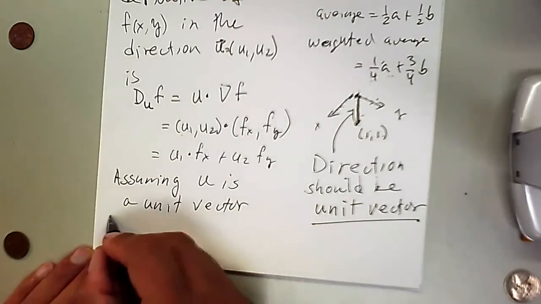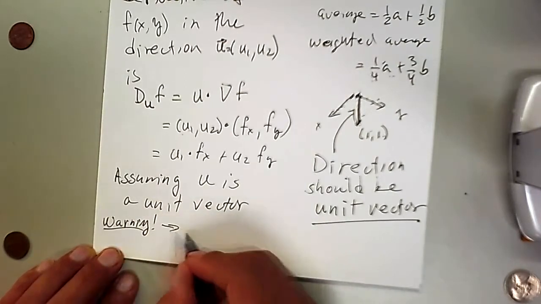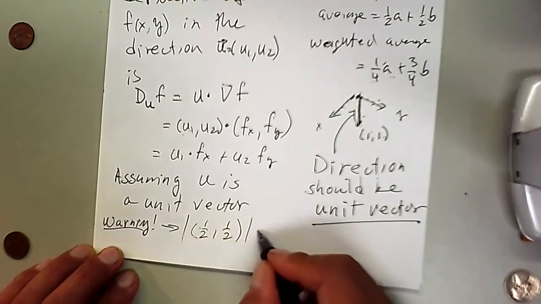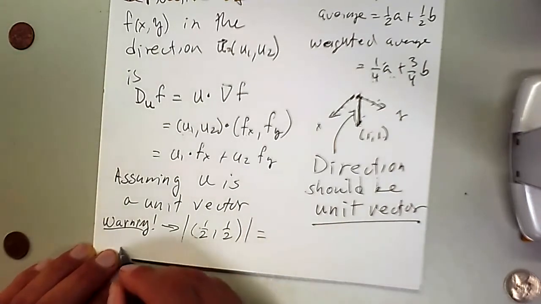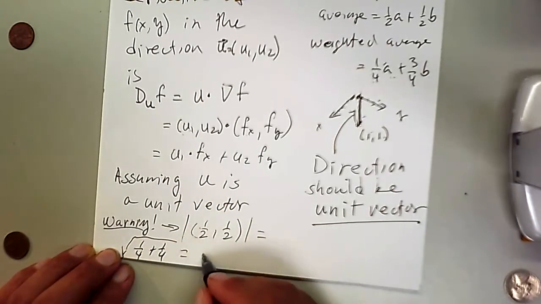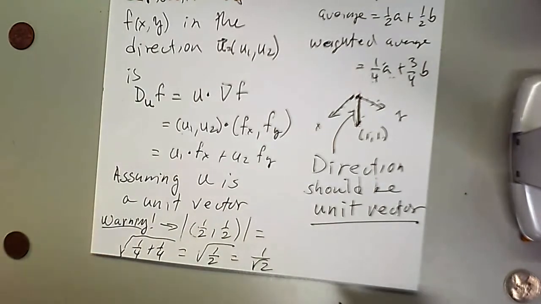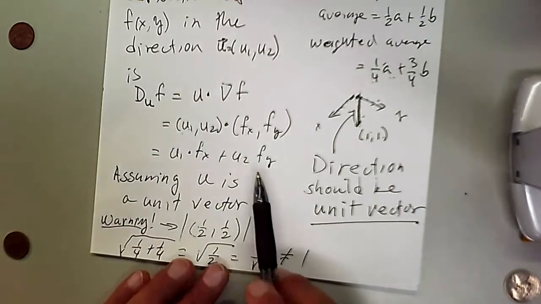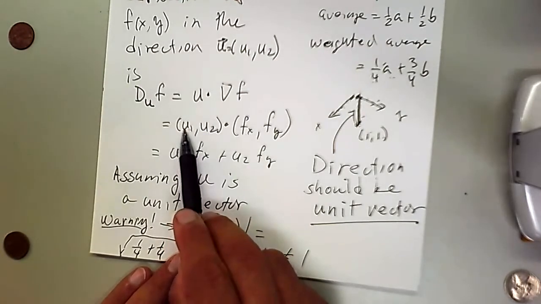If you have the vector, so this is a warning, if you have the vector a half comma a half, the magnitude of that is not 1. Let's find that out real quick. The square root of 1/4 plus 1/4 because we squared the 2. So that is the square root of 1/2, which is really 1 over the square root of 2. And that is not 1. So yes, we have to make sure the magnitude is 1, not the components.